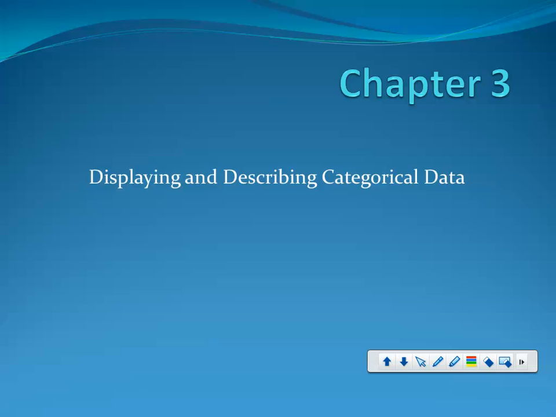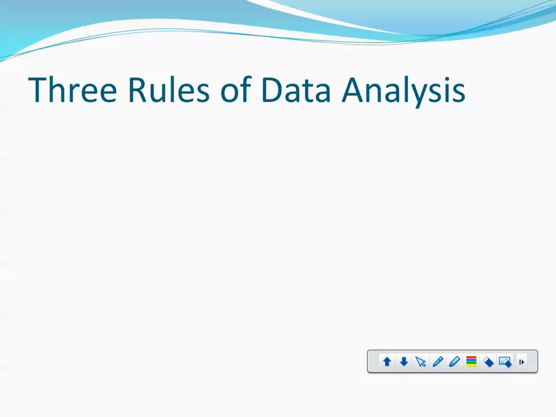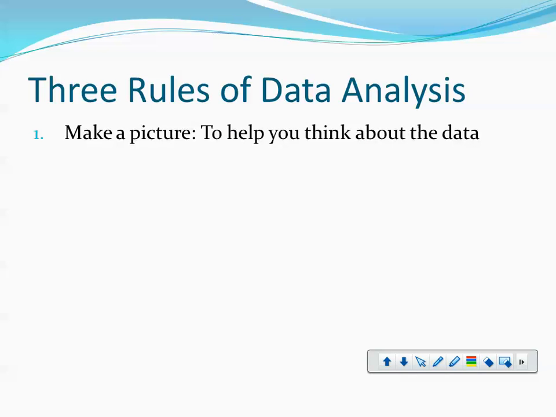So there's a couple of rules that we want to follow for data analysis. And if you started your reading in chapter 3 this weekend, you will know what these 3 rules are, because they're very easy to remember, right? Rule number 1 is to make a picture, because making a picture helps you think about the data.